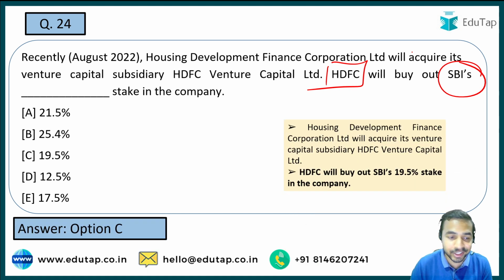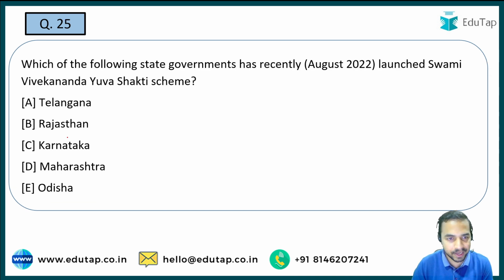So guys, here the right answer to the question is option C, that is 19.5% the stakes of SBI which the HDFC is going to buy out in order to acquire HVCL. ठीक है? Moving on to the next question.